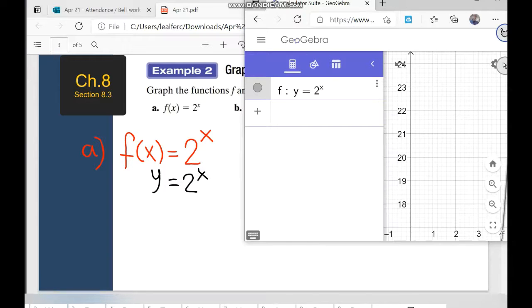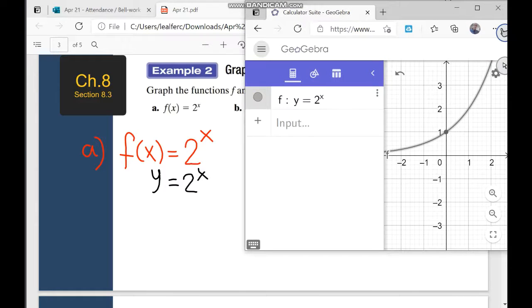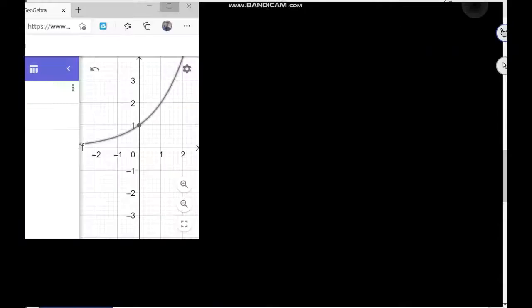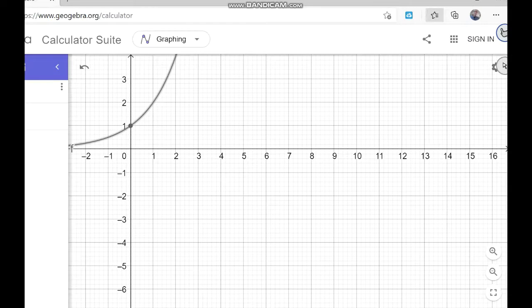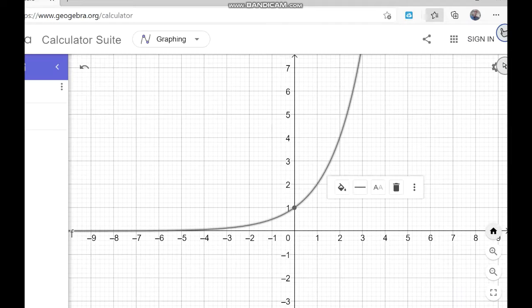And let's see the graph. That's it. Let me expand. You can see the whole thing. Check this out. This is the graph. Let me use a different color, blue. And this is definitely a growth because b equals 2. b is greater than 1. So we have a growth.